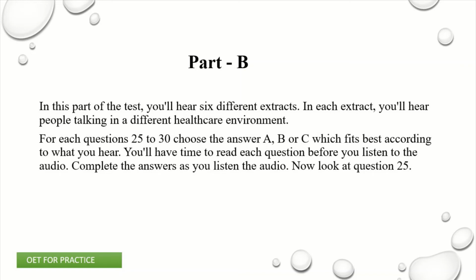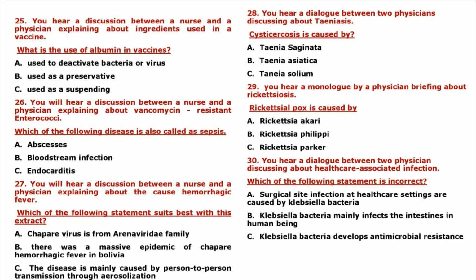Part B, questions 25 to 30. In this part of the test, you'll hear 6 different extracts. In each extract, you'll hear people talking in a different healthcare setting. For questions 25 to 30, choose the answer A, B, or C, which fits best according to what you hear.